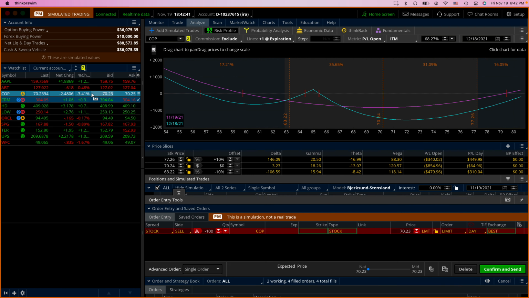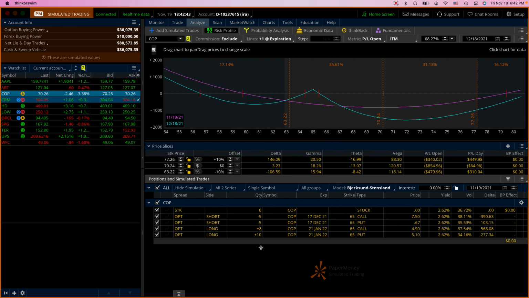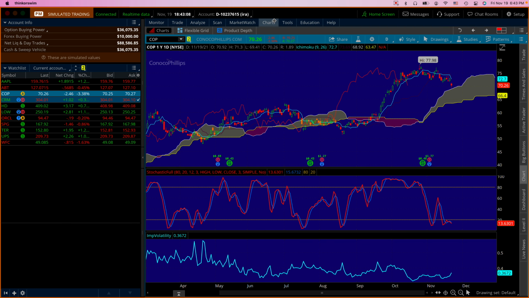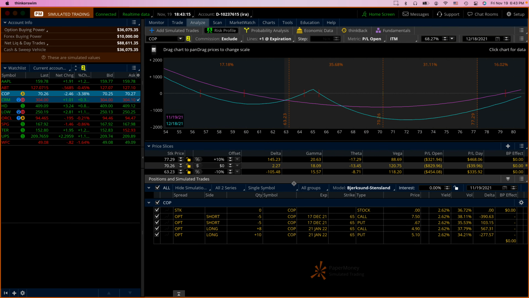Let's move on to COP. In this case, we have a bit of a delta negative. Well, it's delta neutral, as you can see. That's my current strike price, current price is right here. That's the current price slice. And you can see that the delta is close to zero. Obviously, I sold some calls as the stock was going up, and now the stock has come down somewhat. And here it is. You could buy back those calls or sell puts to neutralize your delta.